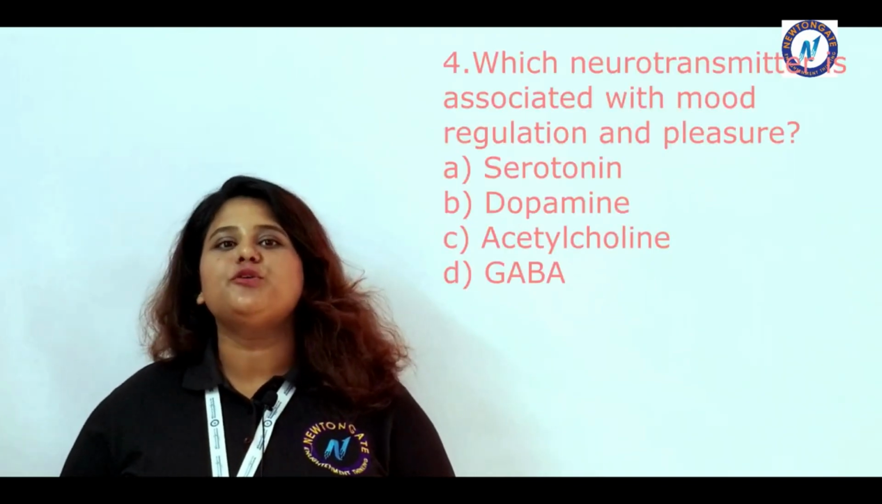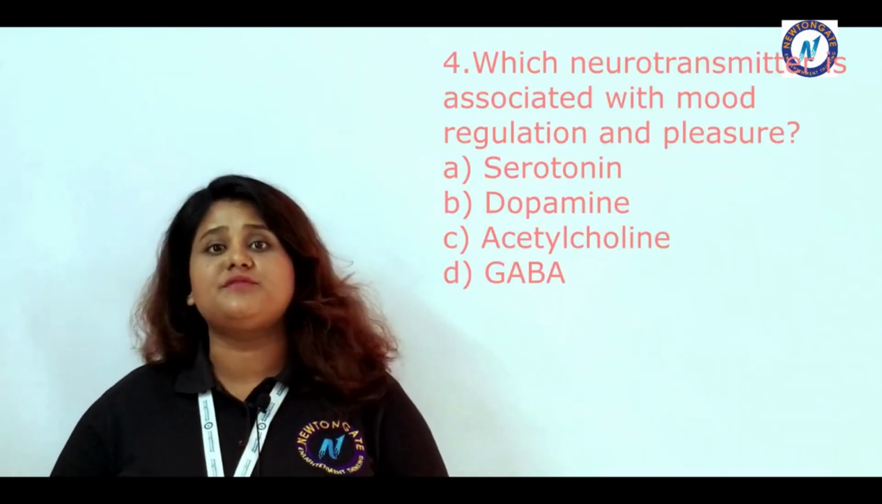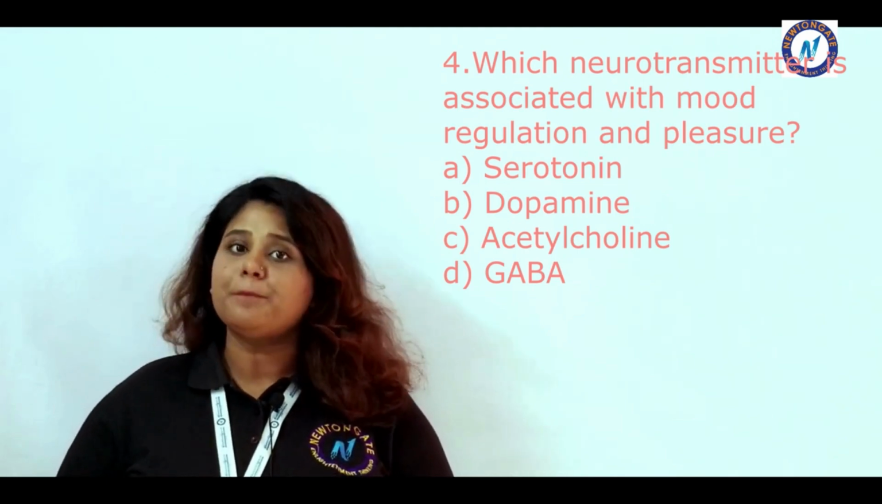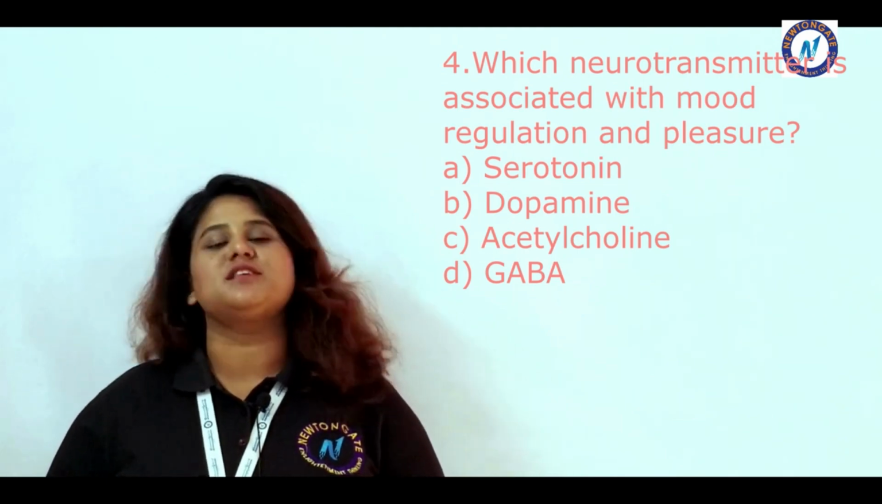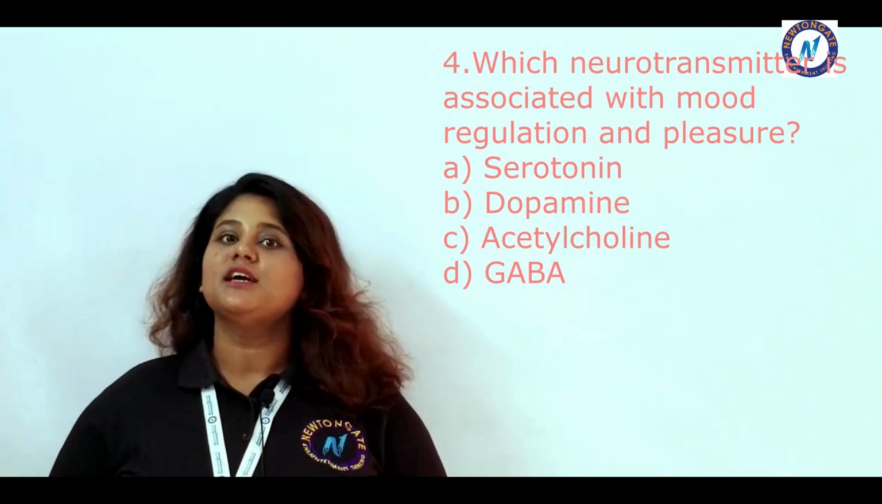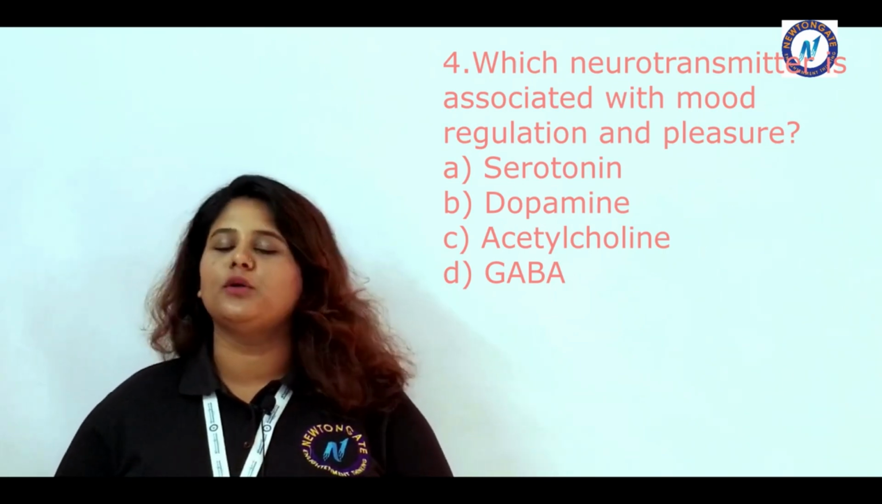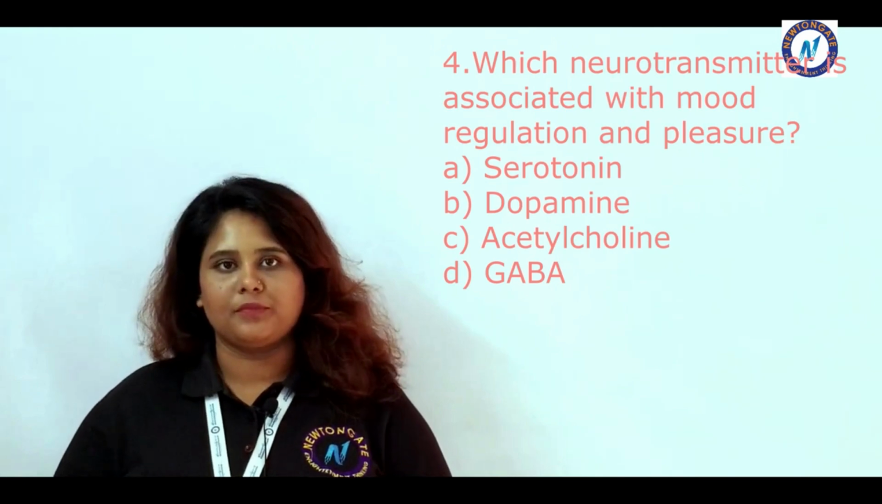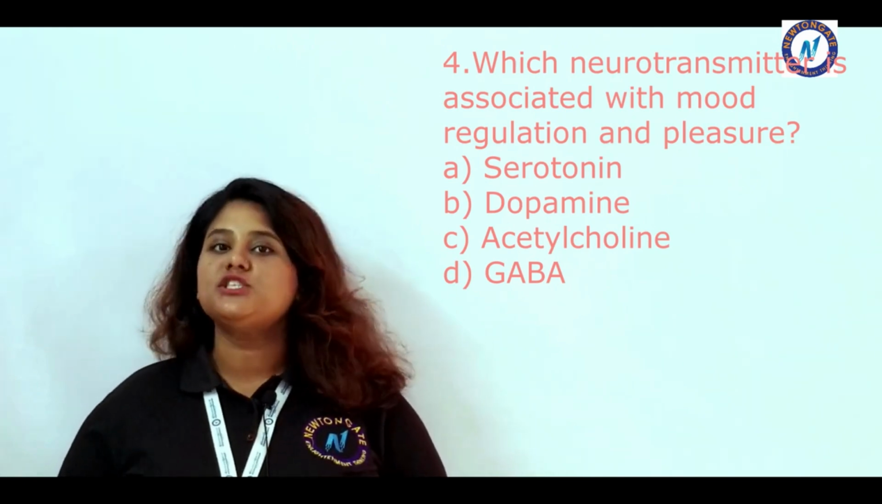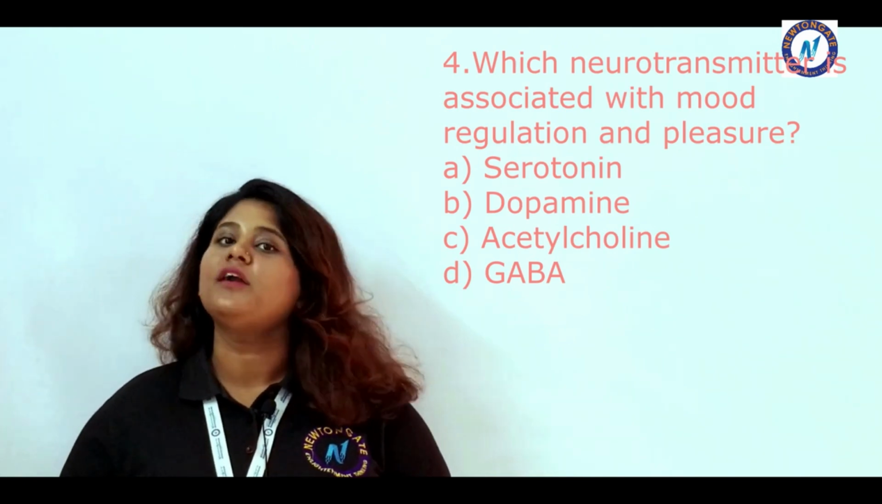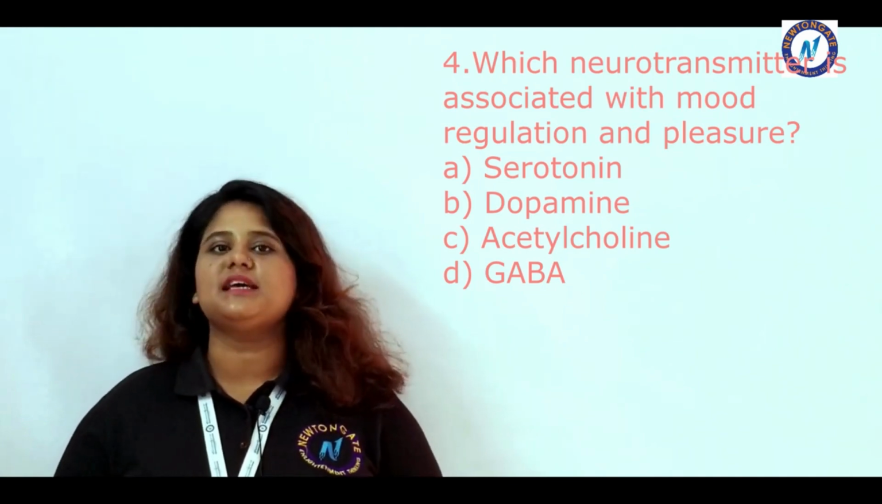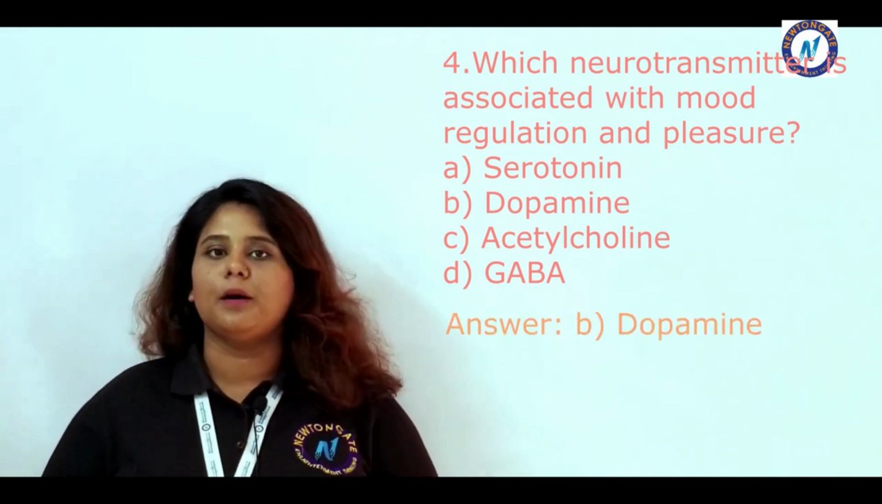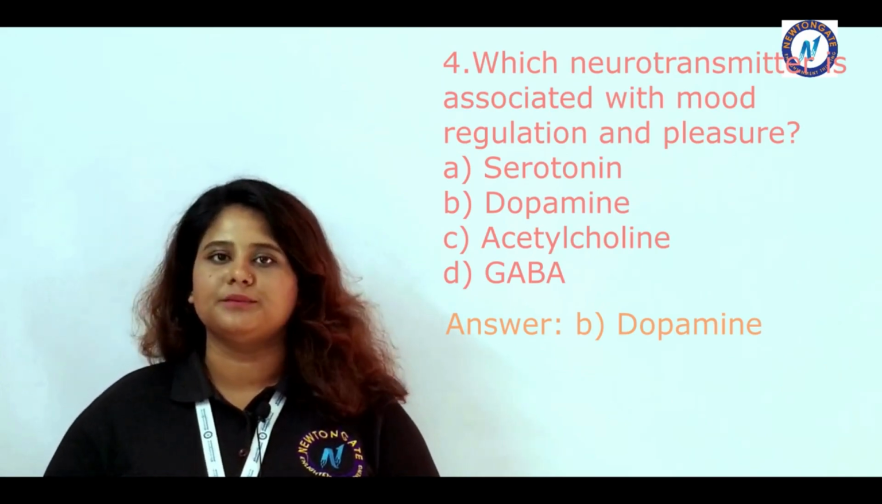We come to the fourth question. It says, which neurotransmitter is associated with mood regulation and pleasure? So what are the options? The options are serotonin, dopamine, acetylcholine, or GABA. The answer is very easy, as we all know it will be dopamine. Option number B, dopamine.